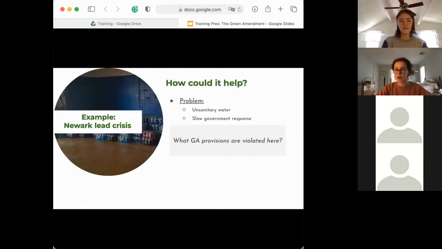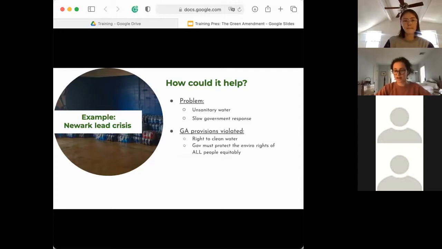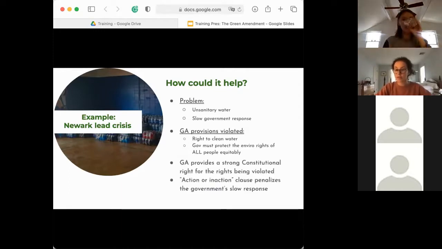Think back to when Svan was talking about the different parts, the different phrases, and how that impacted in its application. The provision that says that you have the right to clean water and the provision that says that inaction is just as bad as action, and that the government has to act if there's a violation. You got that, yep. Those are the two main parts that are addressed here. So yeah, the right to clean water.